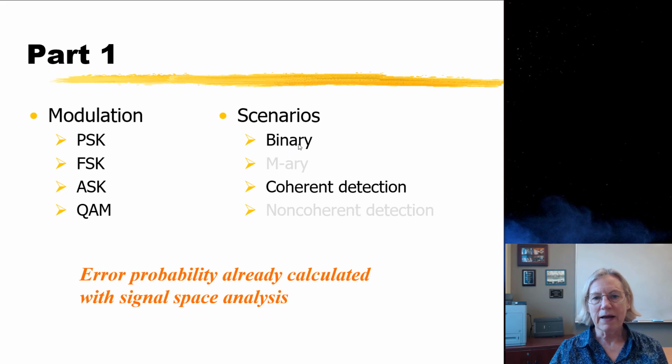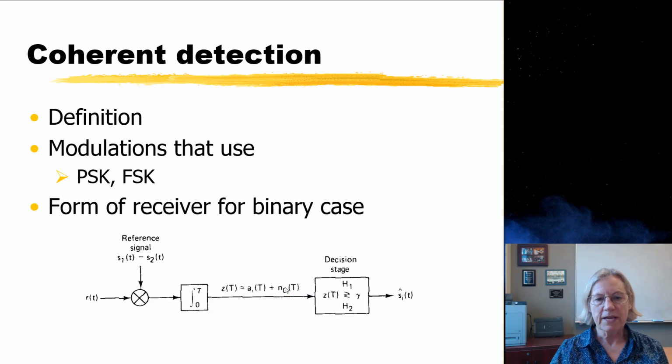So the binary coherent detection was already calculated using signal space analysis in Chapter 3. But let's come back then and look at what a coherent detection would typically look like. There are modulation formats that could use coherent detection: PSK, FSK, I could add QAM here. I should also have added that. There's not just two, there's many. The form of the receiver for the binary case we already saw, it was a correlator. So you have the received signal come in, and you could correlate with one or the other. For binary, it's easy, you correlate it with the difference between the two. That's multiplying and then integration. And that gives you your test statistic, and then your decision stage is to compare that with a threshold. So this was coherent detection for the binary case.